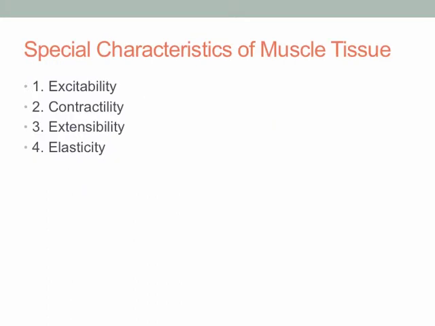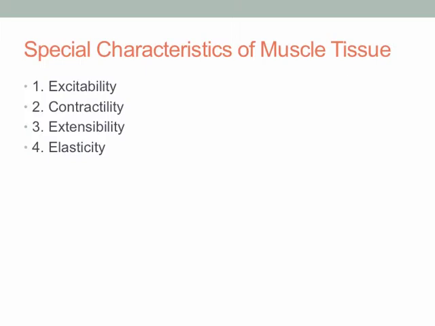Okay, so there are 4 special characteristics of muscle tissue that allow it to perform its many functions. The first one is excitability. What that means basically is that it can respond to a stimulus. So a nerve sends a stimulus, which is called an action potential, to the muscle, and then the muscle can respond by creating its own action potential, which will cause contraction. But we will get into that later as well. For now, just know that excitability is the ability of muscle tissue to respond to a stimulus.